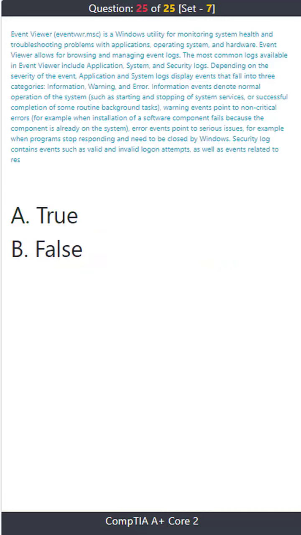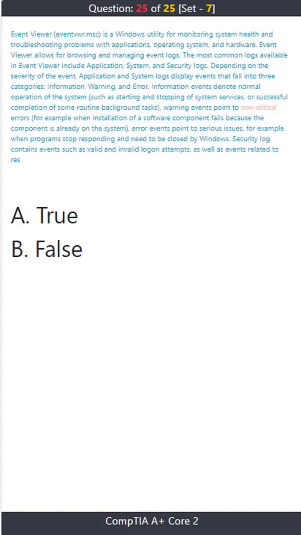Question 25. Event Viewer, EventViewer.msc, is a Windows utility for monitoring system health and troubleshooting problems with applications, operating system, and hardware. Event Viewer allows for browsing and managing event logs. The most common logs available in Event Viewer include application, system, and security logs. Depending on the severity of the event, application and system logs display events that fall into three categories: information, warning, and error. Information events denote normal operation of the system, such as starting and stopping of system services, or successful completion of some routine background tasks.